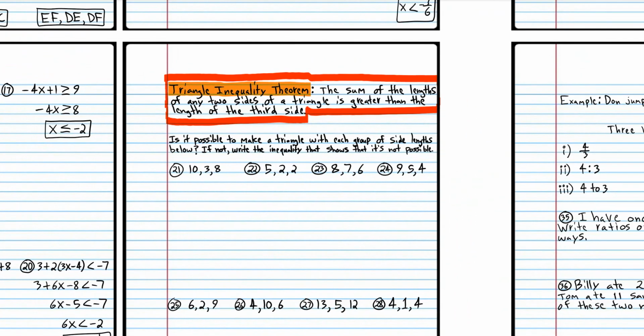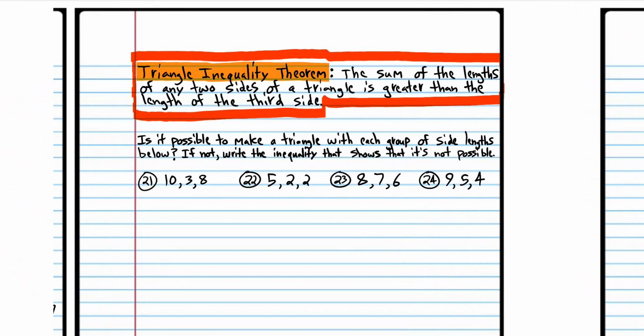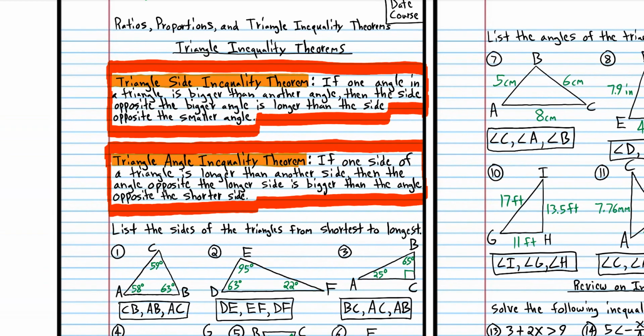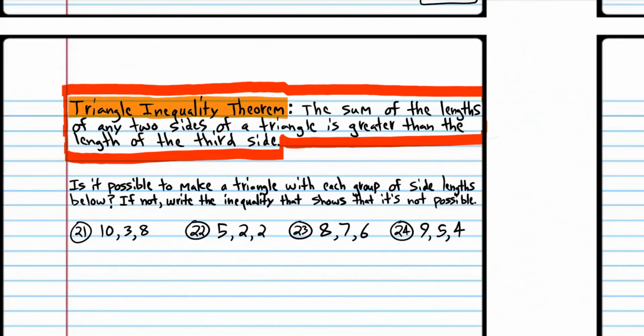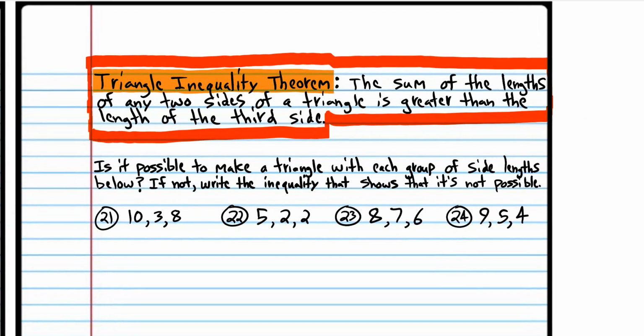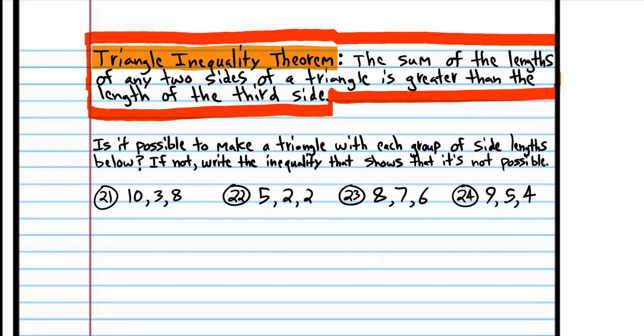All right. So now we're going to go to the third theorem that we're going to learn today, the triangle inequality theorem. The name looks very similar to these names, so don't get confused by that. The triangle inequality theorem says that the sum of the lengths of any two sides of a triangle is greater than the length of the third side. Now I know that seems kind of complicated, so let's just go do some practice problems and you'll see what I mean by this.